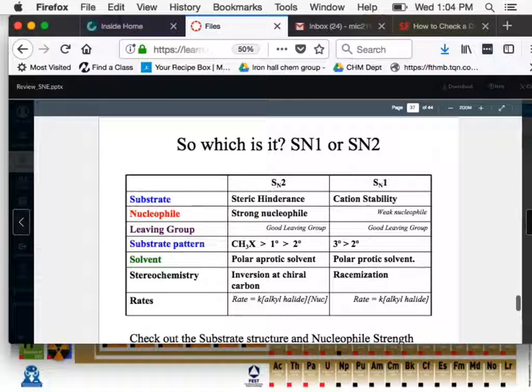For a substrate, what we're concerned about is steric hindrance for the SN2, so I want the least sterically hindered substrate, and for SN1 the most stable carbocation. Okay, so this goes through and lists out what we would expect for SN2 and SN1. Notice it also addresses issues like stereochemistry and sometimes rates. Rates was very, very important for the first semester exam, less important for the second.